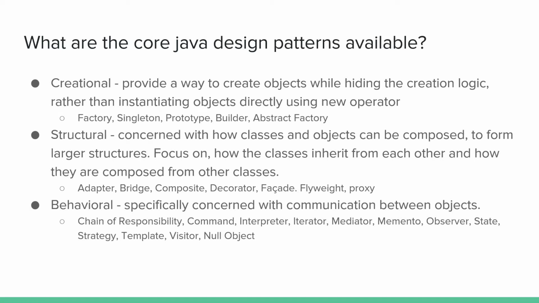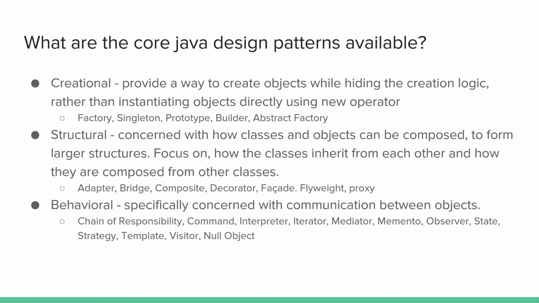What are the core Java design patterns which are available? Creational, structural, and behavioral. Creational design patterns provide a way to create objects while hiding the creation logic, rather than instantiating objects directly using the new operator. The creation logic is hidden. Factory, singleton, prototype, builder, abstract factory are some of the examples that you can present right now.